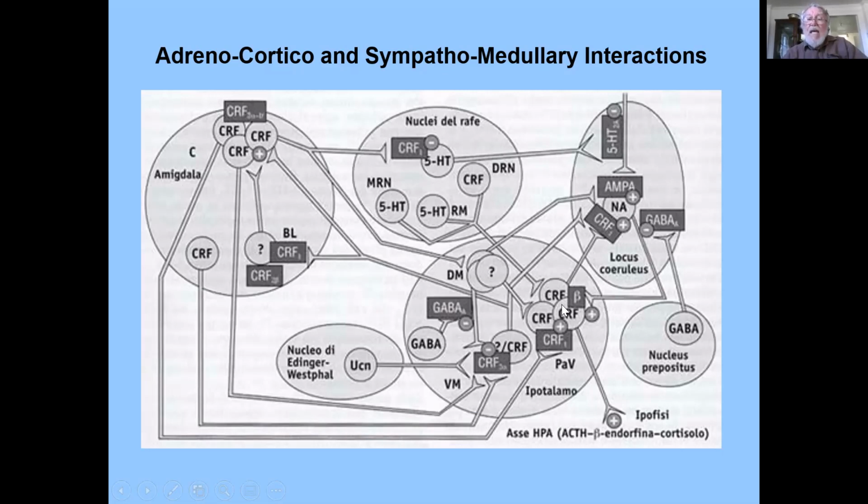CRF containing cells in the parvocellular cells of the paraventricular nucleus send fibers directly back to the locus coeruleus, where they release CRF to excite noradrenergic cells, and noradrenergic cells in turn from the locus coeruleus project up to the CRF containing cells of the parvocellular branch of the paraventricular nucleus to excite that. So there is a bilateral interaction between the locus coeruleus and the paraventricular nucleus to coordinate the two major parts of that stress response.